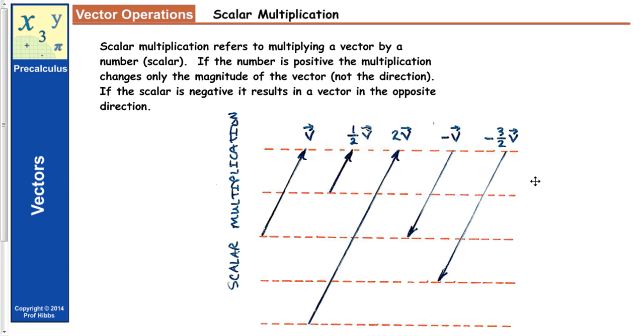And then in the last case, you see -3/2 times v. What that does, the negative makes the vector go in the opposite direction of v, and the 3/2, which is the same as 1 and 1/2, makes the vector 1.5 times as long as the original vector, but of course in the opposite direction.